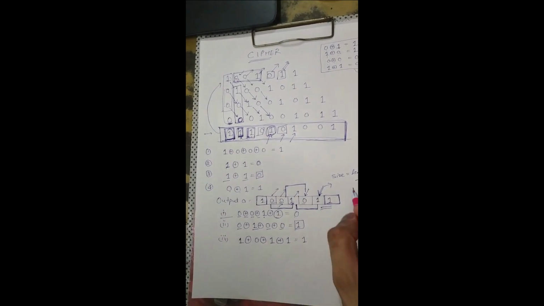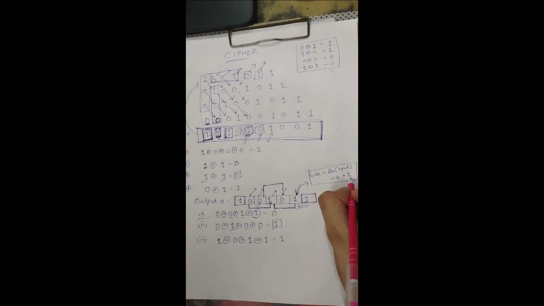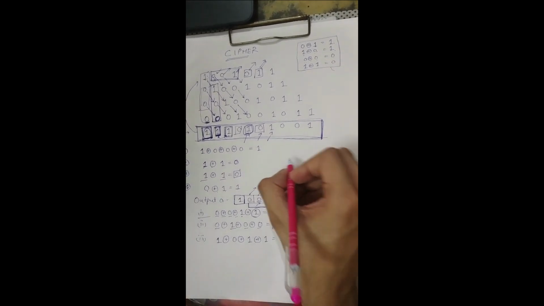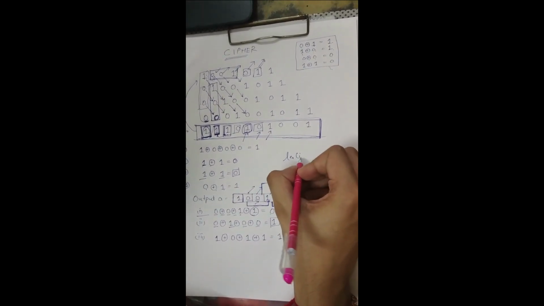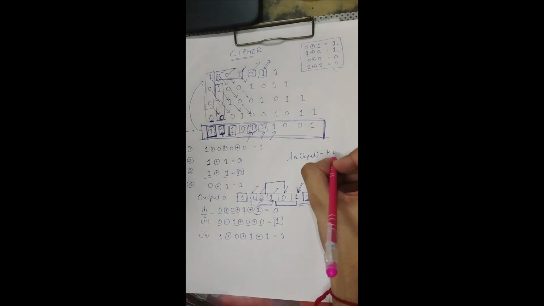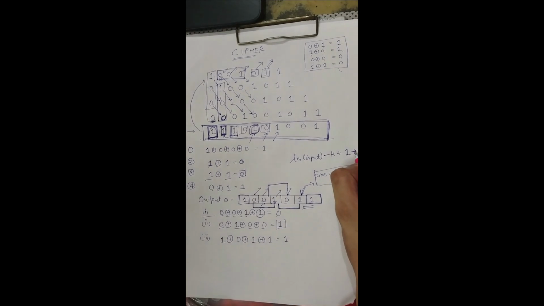I'm going to run it until my size reaches length of input minus k plus 1, because the size of input would be length of input, and I am shifting all the bits k times, minus k plus 1, because at the time of shift 0 we are shifting no bit. That's why I've added this plus 1. So this is the solution.